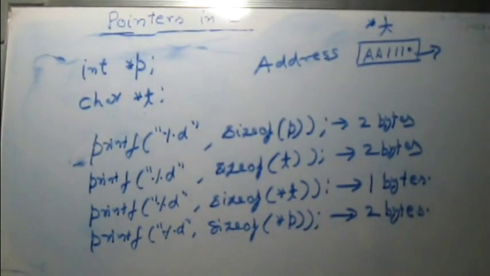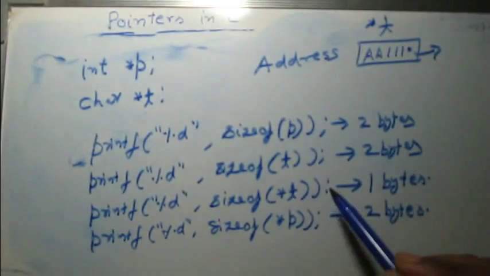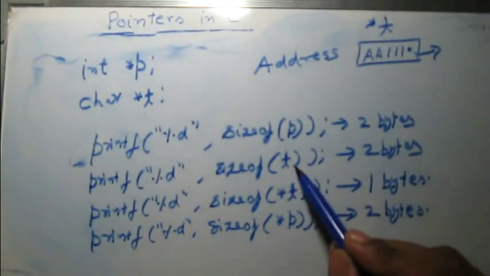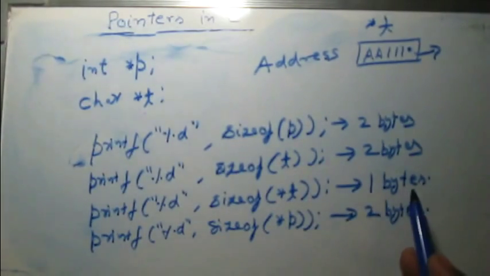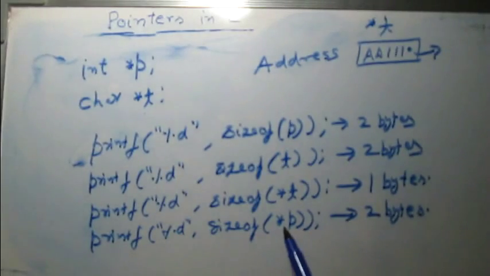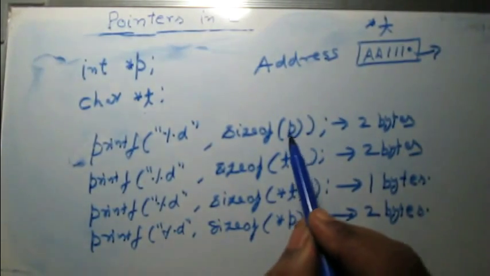I think this is clear. So P, it is a pointer variable, this will be 2 bytes. T is also a pointer variable, this will also be 2 bytes. T is pointing to a location which is of character type, this will be 1 byte. This P is a pointer variable, and this is pointing to a location which is of integer type, this will be 2 bytes.